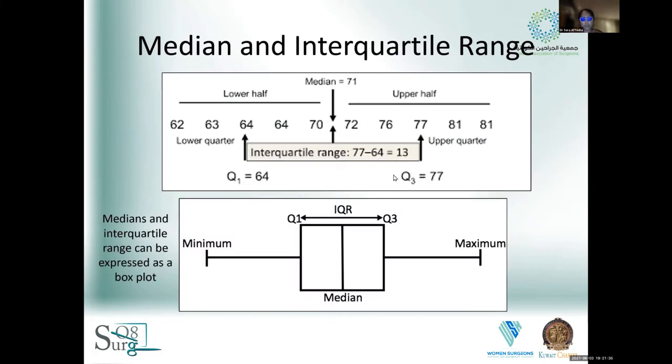So this is a diagram to show that. So here we have numbers from 62 to 81. The number in the middle is between 70 to 72. So your median is 71. You can see that we divided the groups into a lower half and an upper half. Quartile number 1 as a result is 64. Quartile 3 is 77. The interquartile range is 77 minus 64, which is 13. Okay. And we can express medians and interquartile ranges as box plots, as you can see. The minimum and maximum number in this case would be 62 and 81. So the range is basically your smallest number and your biggest number.